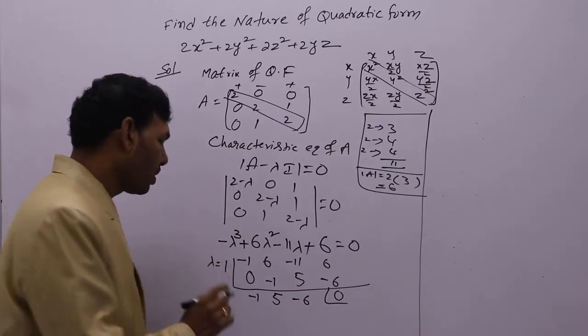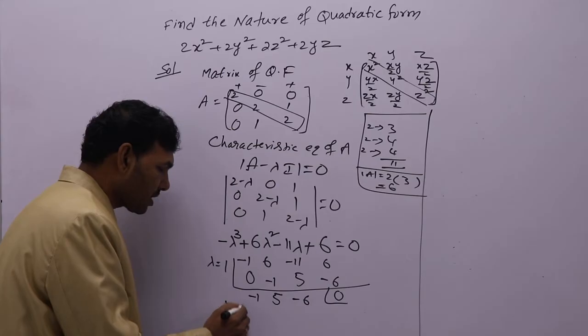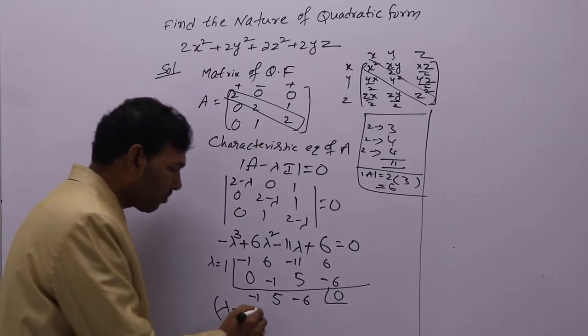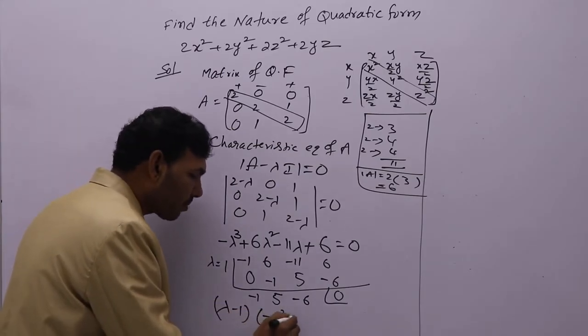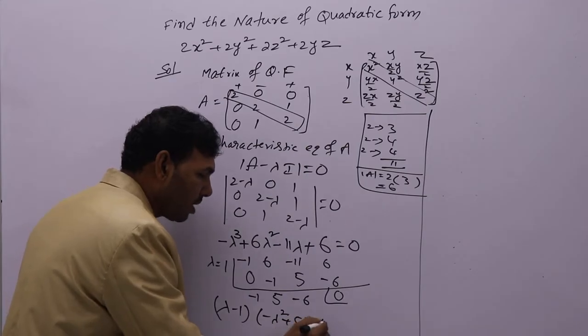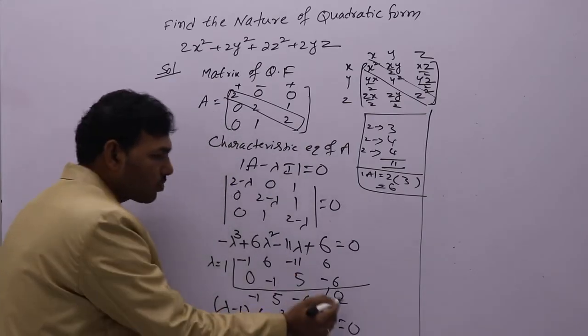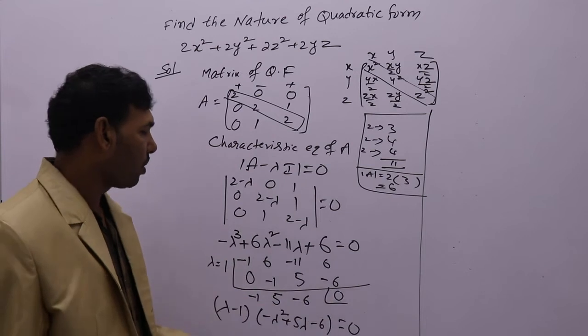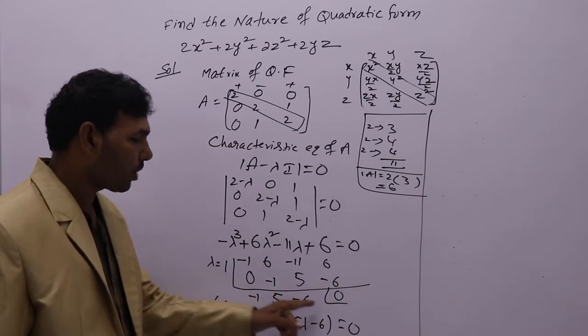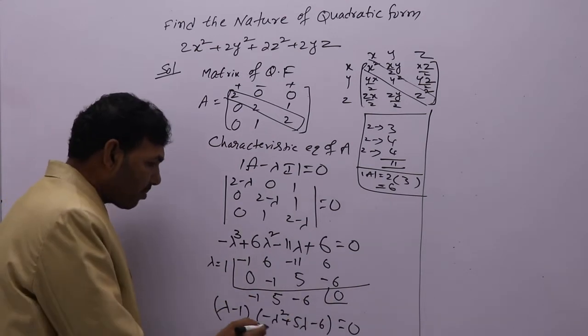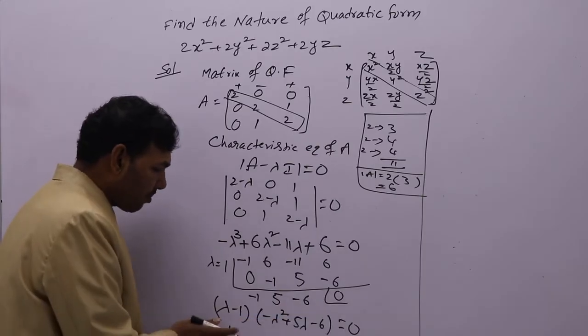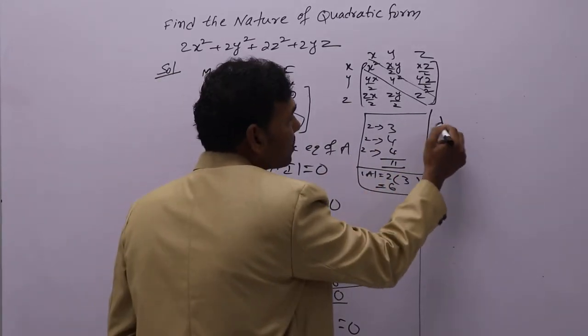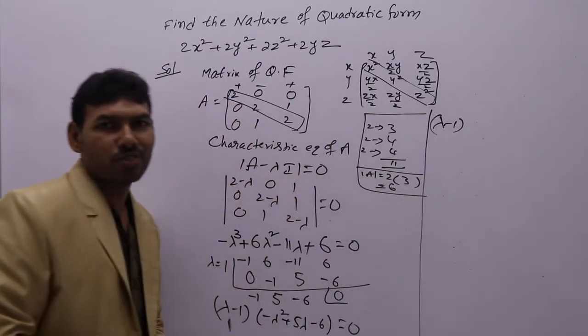1 is a root. Then the factor will be like this. I am going to write (lambda minus 1)(minus lambda square plus 5 lambda minus 6) equal to 0, because one coefficient has become 0. So from lambda square you need to write. Now lambda minus 1 equal to 0 means lambda value is 1.